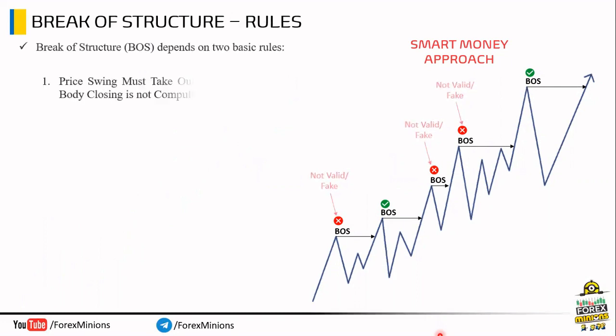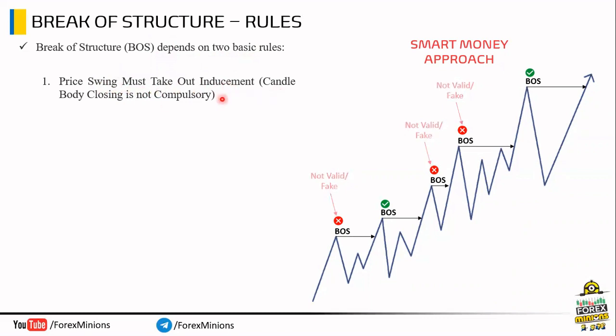The answer to this question is rules to map break of structure. Everything in this universe is based on a set of rules. These rules are just to minimize risk around us. Similarly, in Forex, break of structure mapping is also based on a set of rules. There are basically two rules to identify a valid break of structure. First, price must take out the inducement.